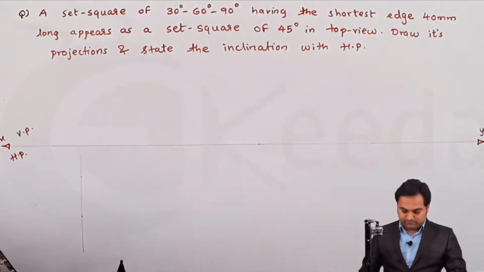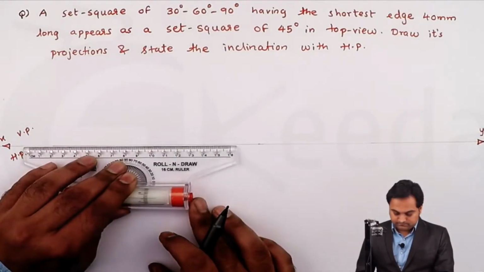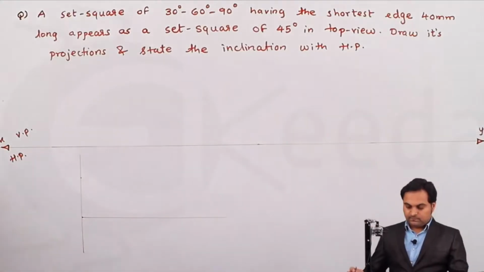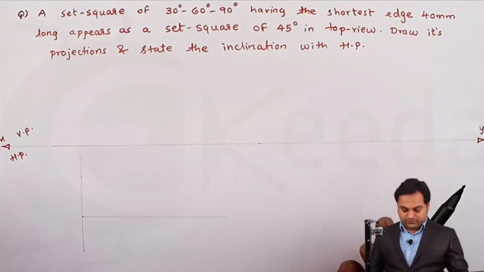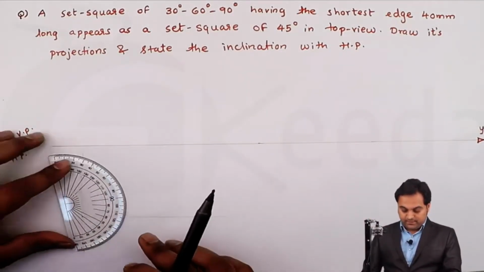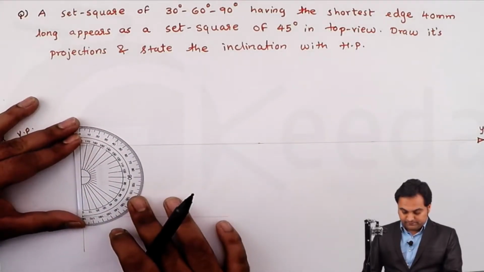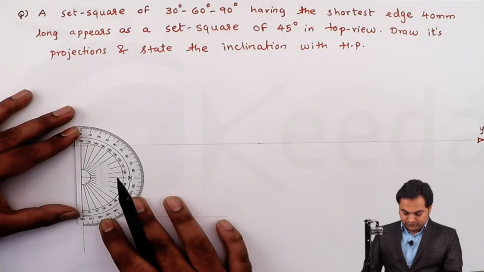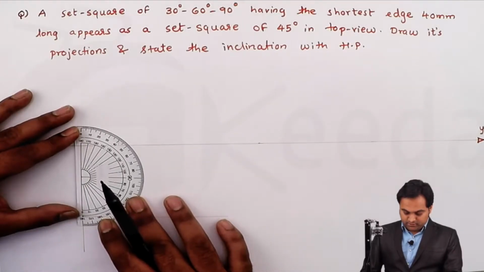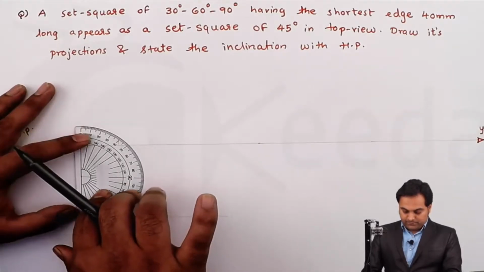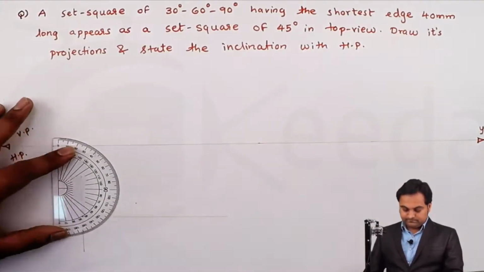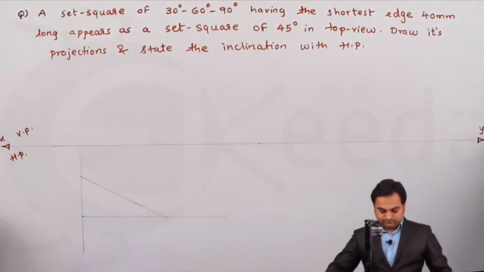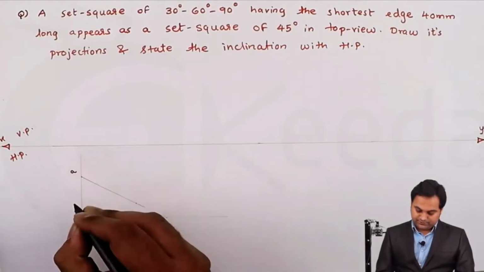40 mm long. 30, 60, 90 degree set square, so it can be drawn in such a way that keeping the point here, and that set square has 60 degree from the top. Here I'm giving the rotations.